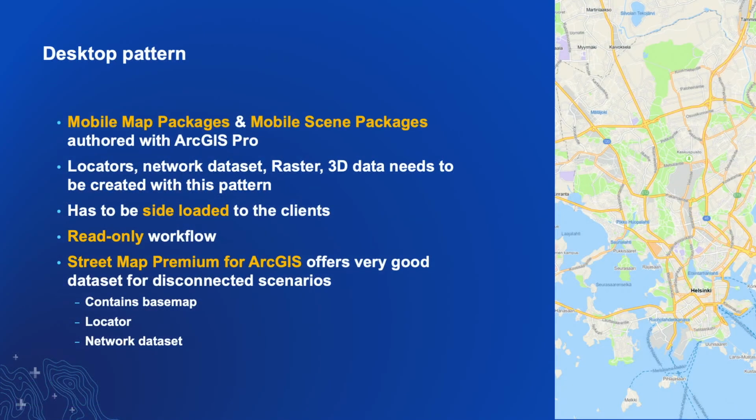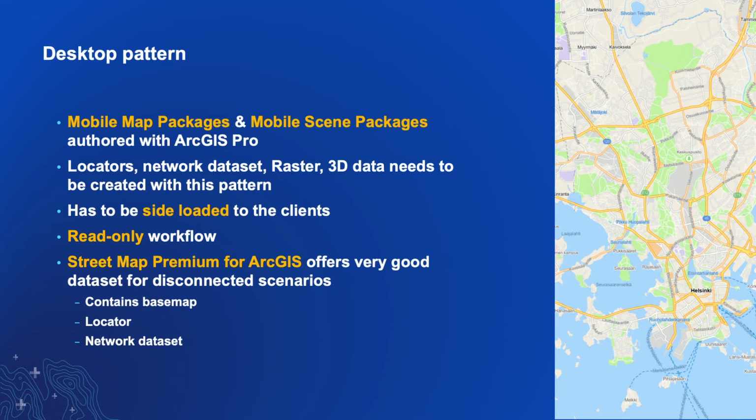And in this pattern, basically, you use mobile map packages and mobile scene packages to contain your 2D maps and 3D scenes. And these can be authored using ArcGIS Pro. You can use a variety of different data types in these packages, including things like locators that you can use to find addresses and places, and network data sets that you can use to perform routing offline.